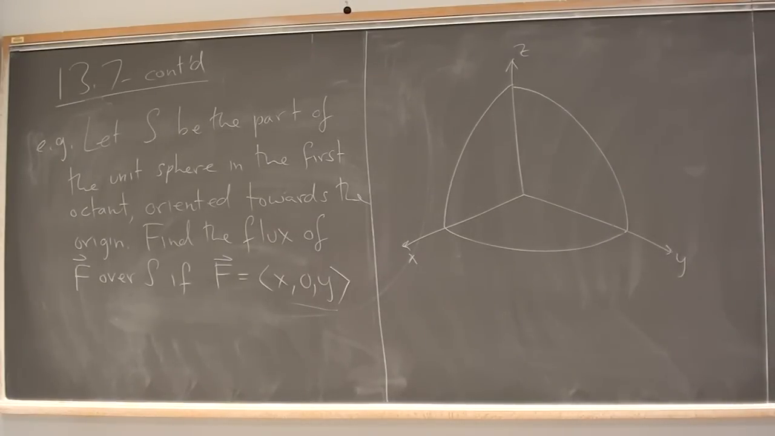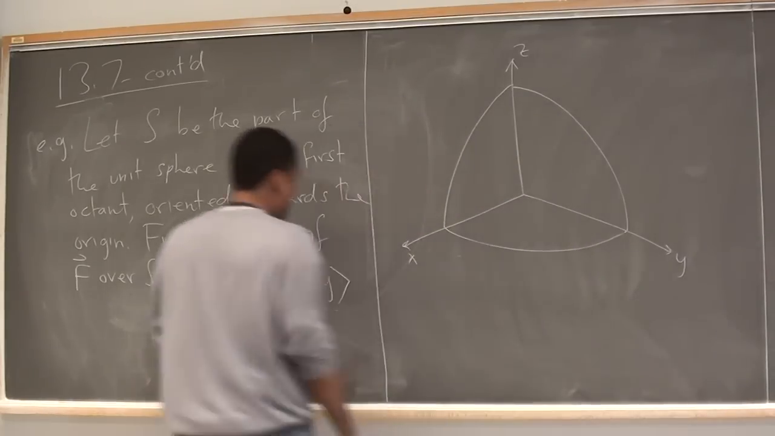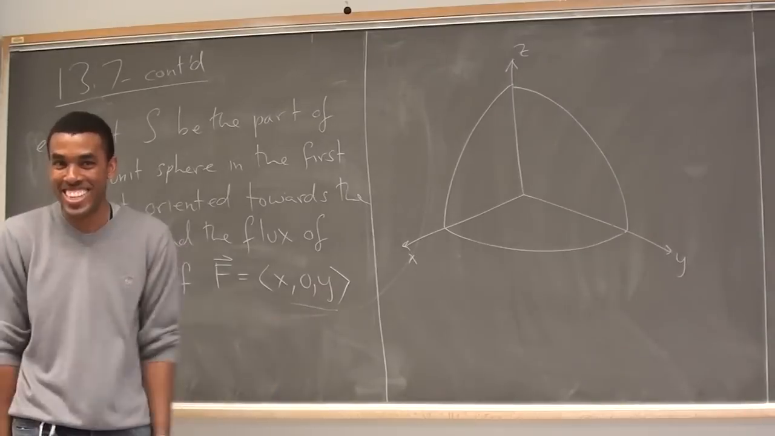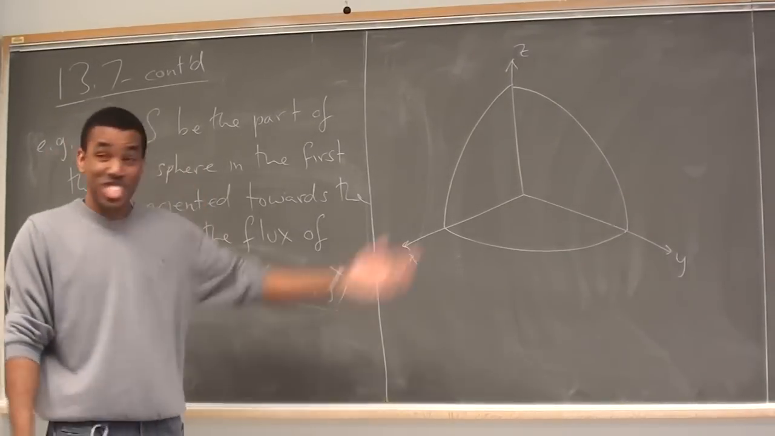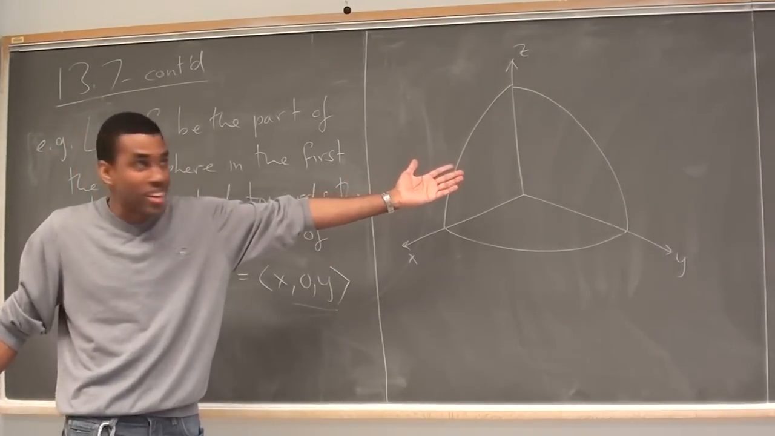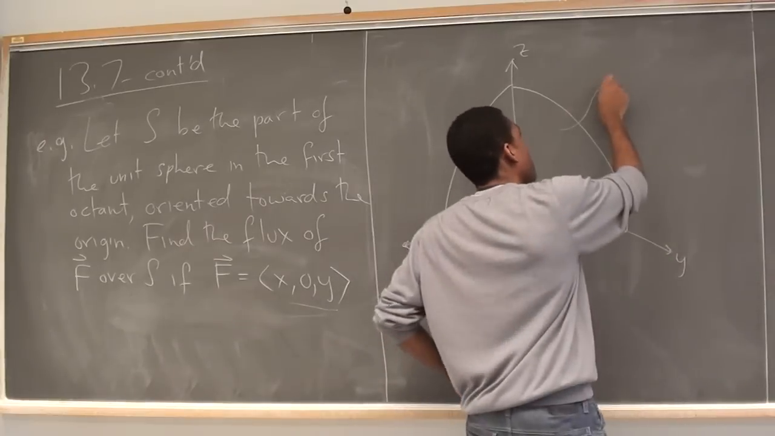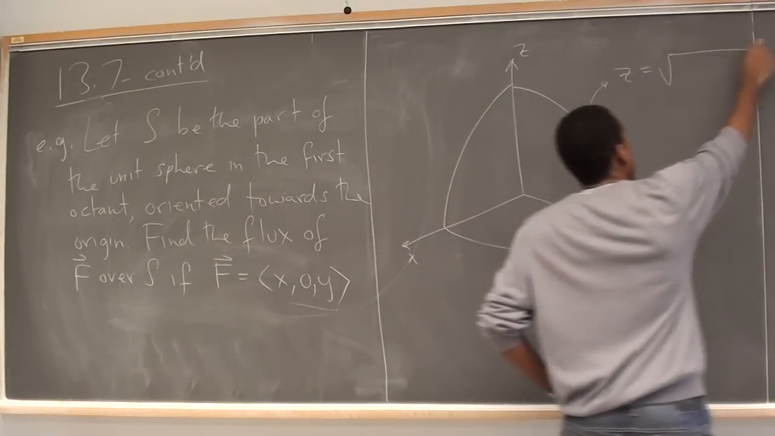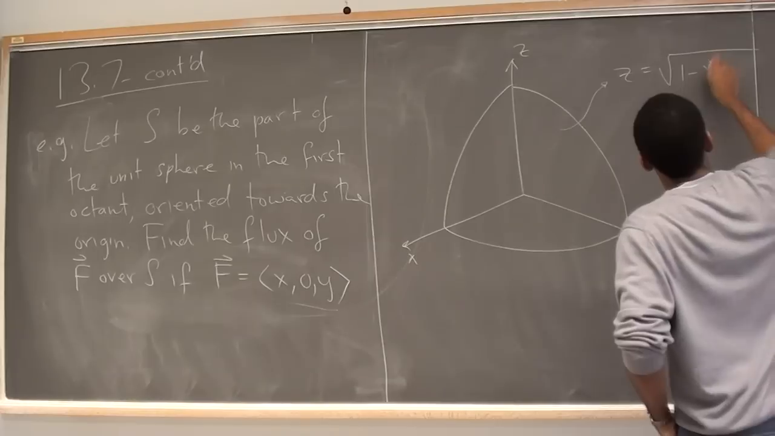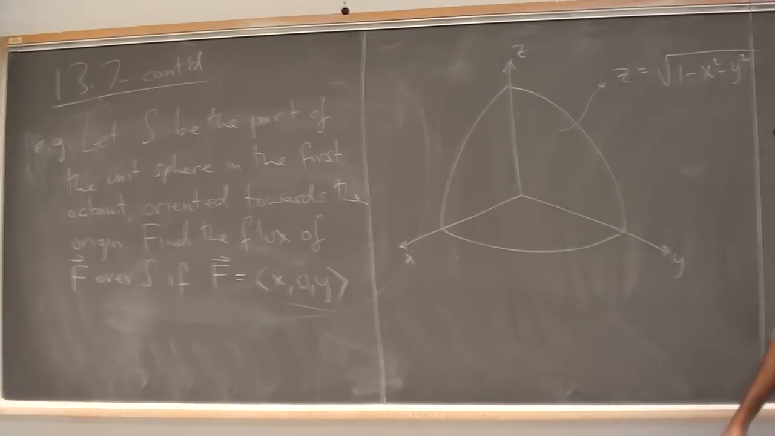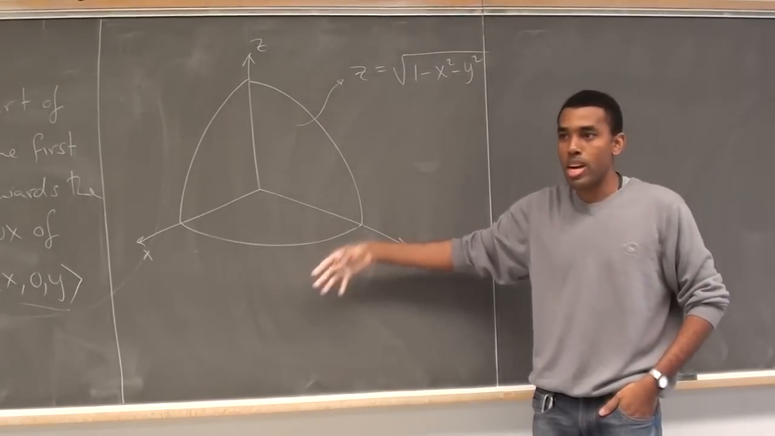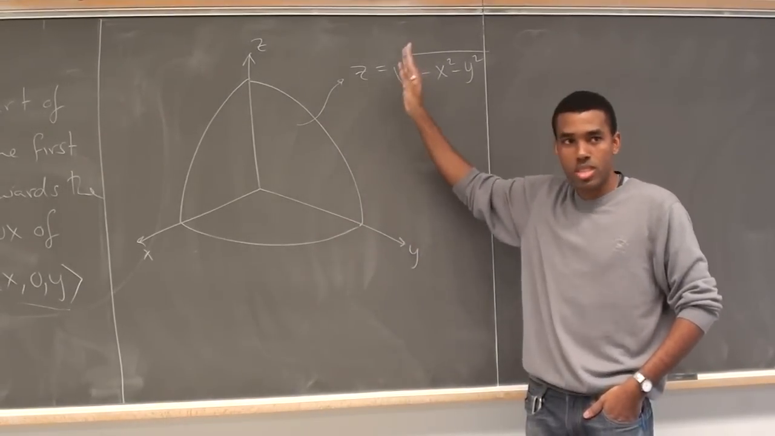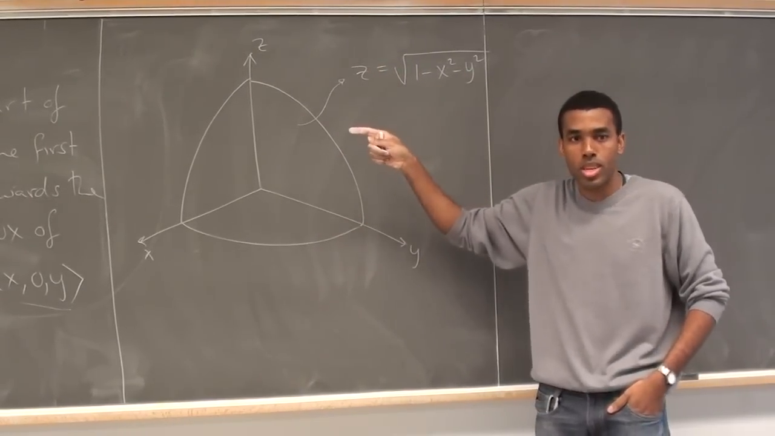So do you agree with my assessment? We just do the parameterization? You don't do the parameterization. You don't need it. Why would you do the parameterization explicitly? Explicit is the top half of the sphere. I can get an explicit formula for this. z is the positive radical. Correct. There's no bottom half to worry about. I don't have to worry about plus or minuses. There's one surface, and I have an explicit equation.